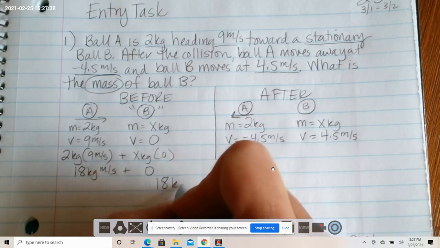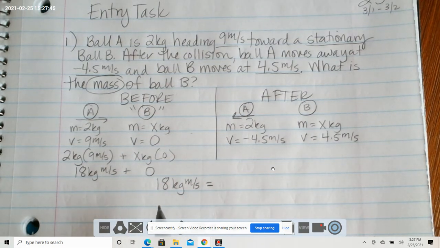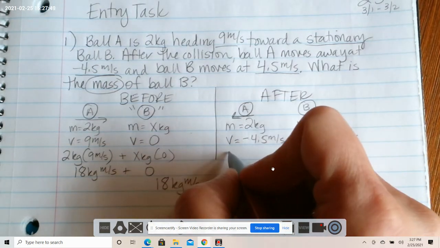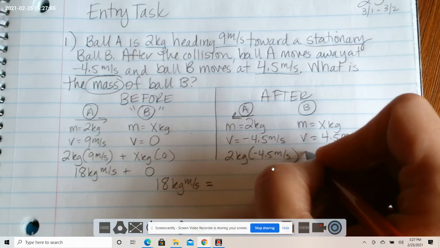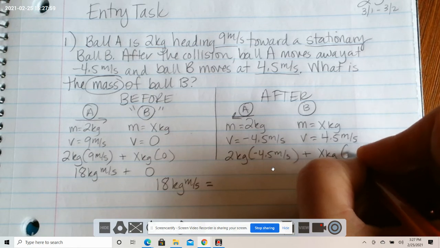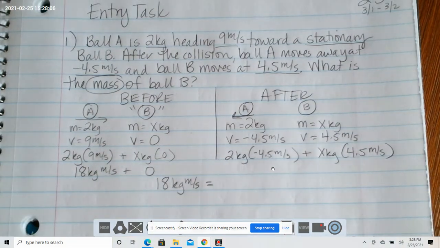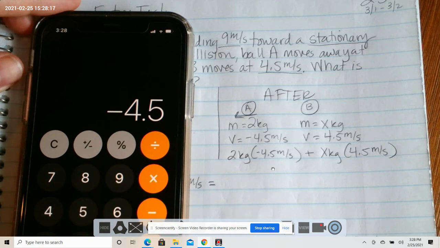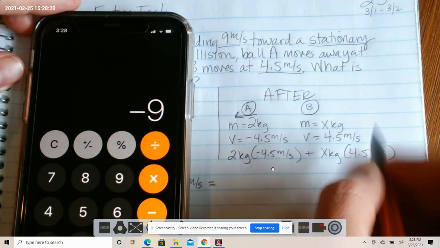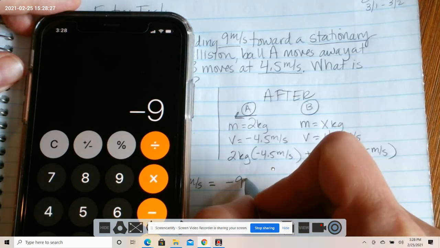So I'm just going to move that down here so we can set it up. We've got our before momentum of 18 kilograms meters per second. So now we're going to do over here. Still mass times velocity. So 2 kilograms times negative 4.5 meters per second. And we're going to add that to X kilograms times 4.5 positive meters per second. So we multiply what we do know, and then we solve for X, just like we did before. Okay, so 2 times 4.5 negative equals negative 9. And I know that I can't do anything with this X over here, so I'm just going to put it down here, knowing that I'm ready to move on to the next step as soon as I write this down.